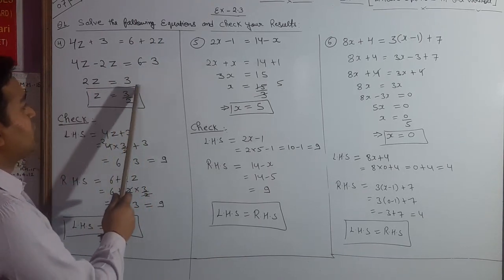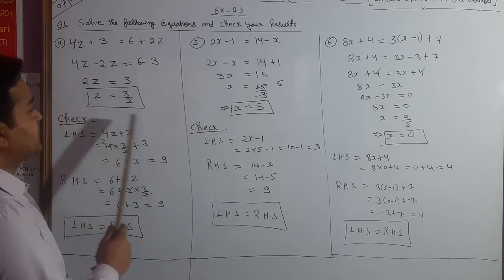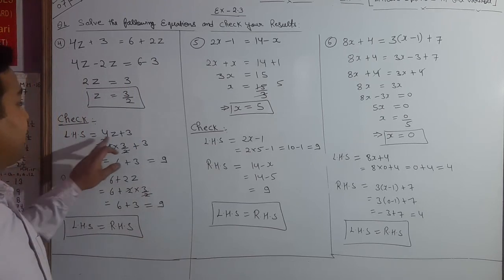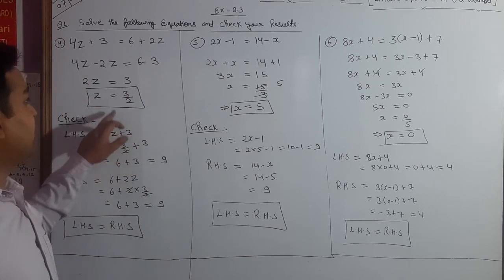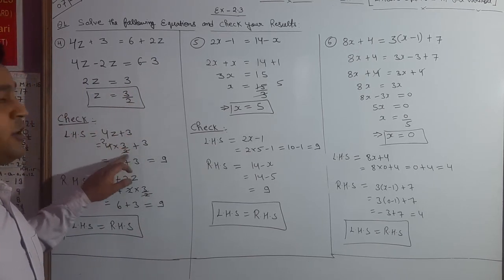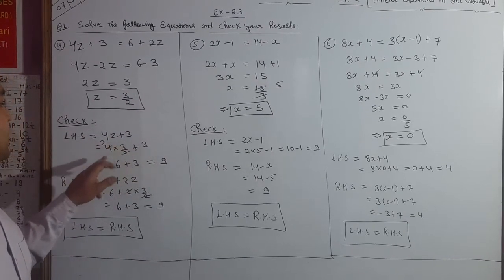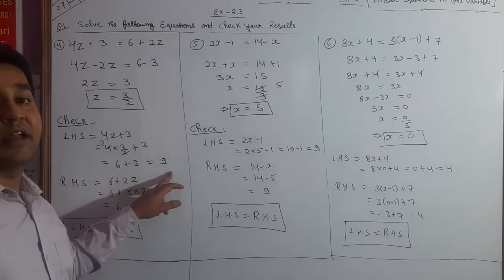What you get? z is equal to 3 by 2. This 2 comes this side and you get z is 3 by 2. Now you have to verify your answer. Left hand side 4z plus 3, 4 into what is the value of z here? 3 by 2. So put 3 by 2 here, 2 1s are 2, 2 2s are 4, and then plus 3, then 3 2s are 6, and then plus 3, you get here 9.